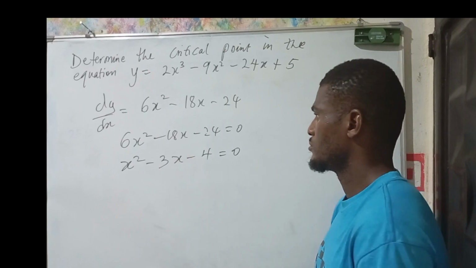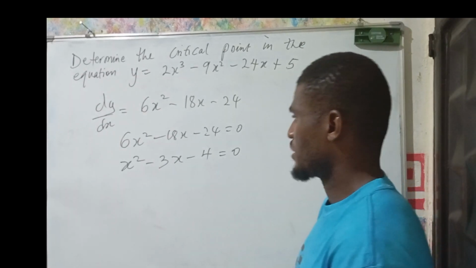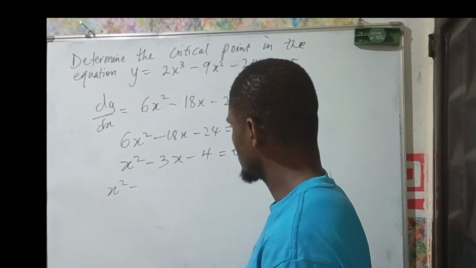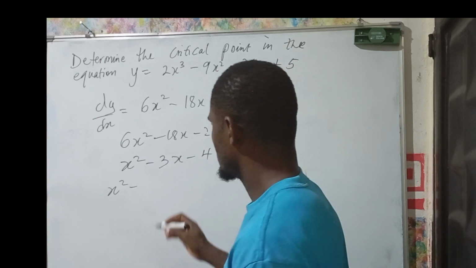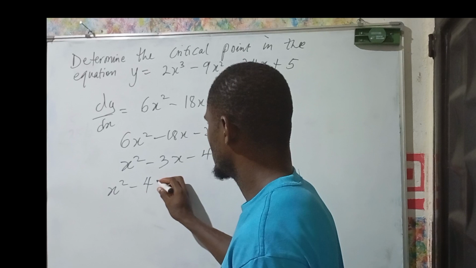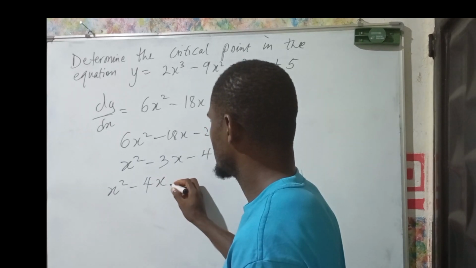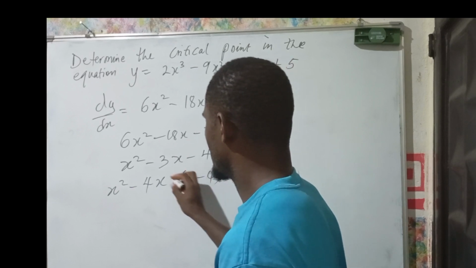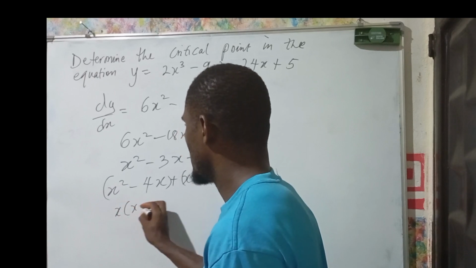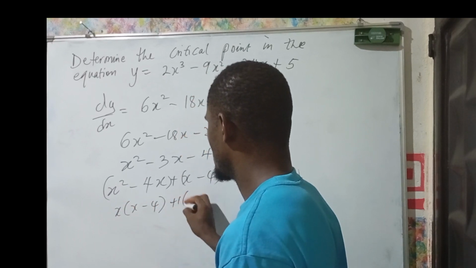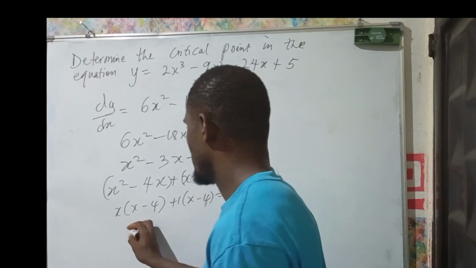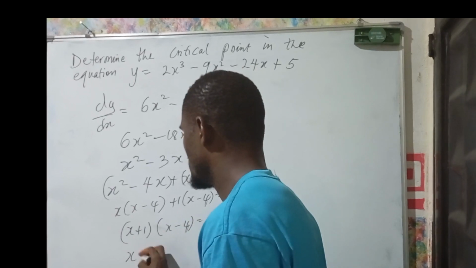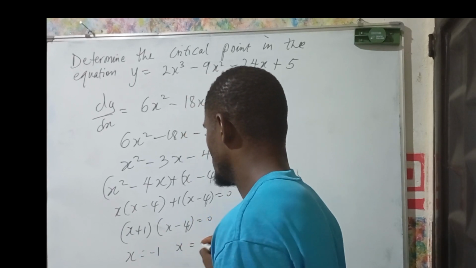Alright, so we have to factorize this. Factorizing this, you're going to have x² minus 4x plus x minus 4. Alright, so we're going to group this. We have x into x minus 4, then we have plus 1 into x minus 4. So here we have x plus 1 and x minus 4 equals 0. Therefore, x will equal minus 1 and x will equal 4.